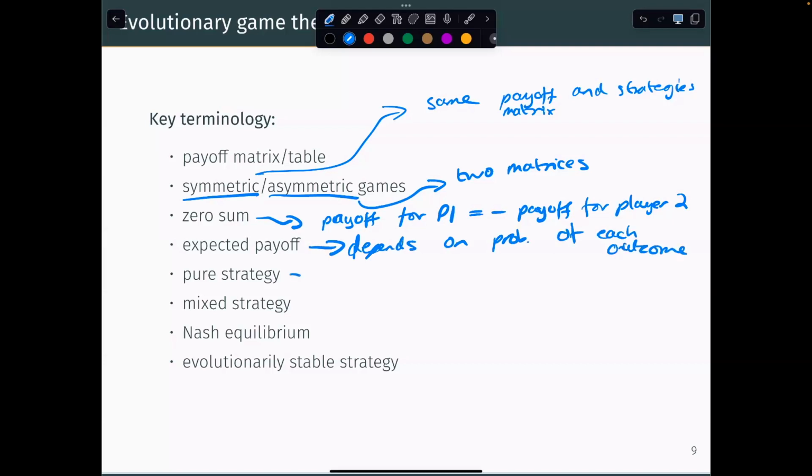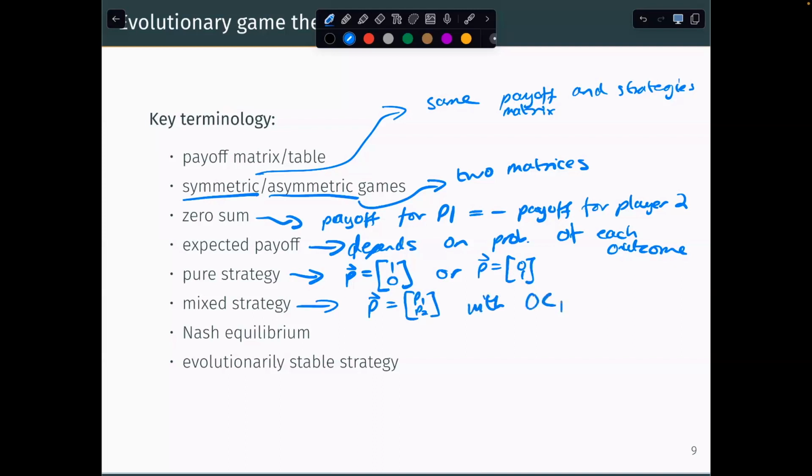We talked about pure strategies, which we can represent in a two-strategy game as being a vector (1, 0) or (0, 1). A pure strategy is just saying you play a particular strategy 100% of the time. More generally, a mixed strategy would be in vector notation written as, say, (P1, P2), with P1 and P2 being between 0 and 1, non-inclusive.